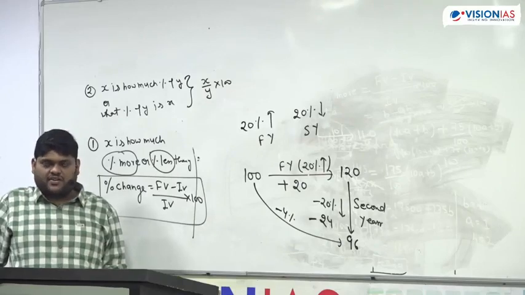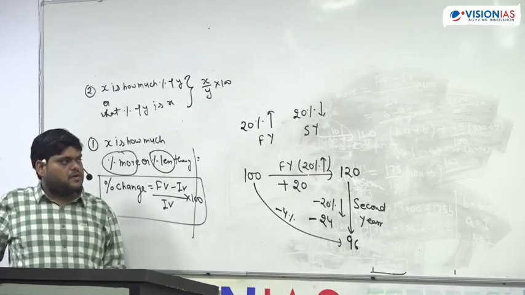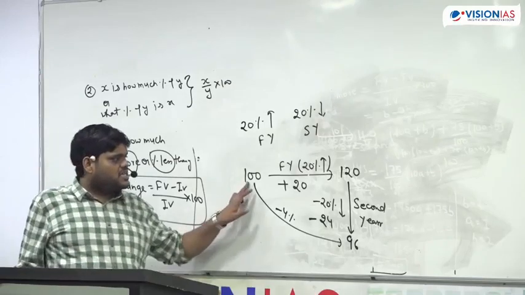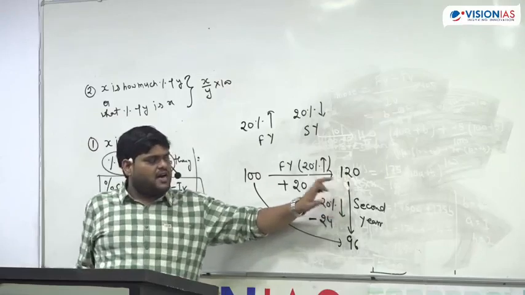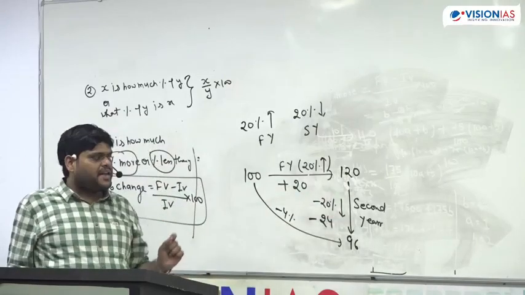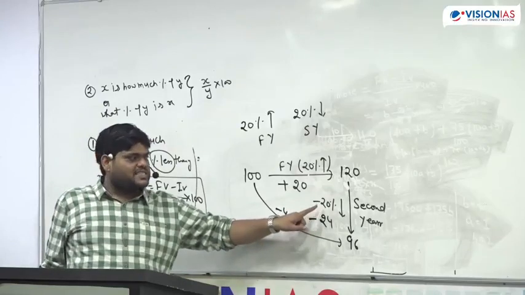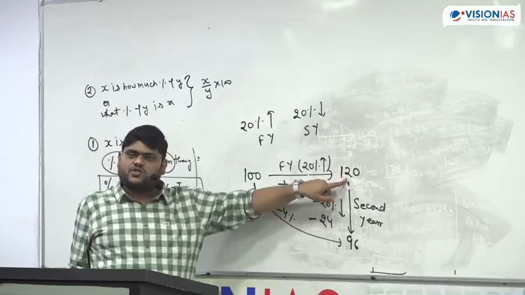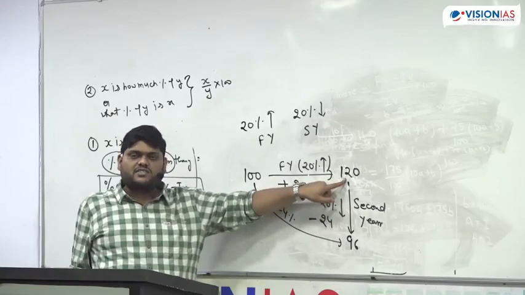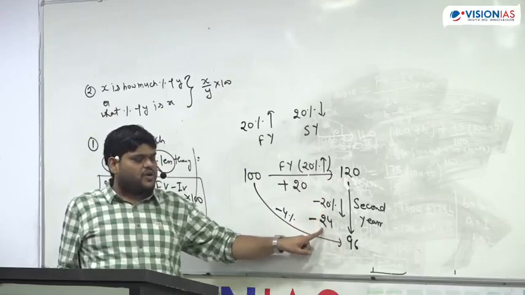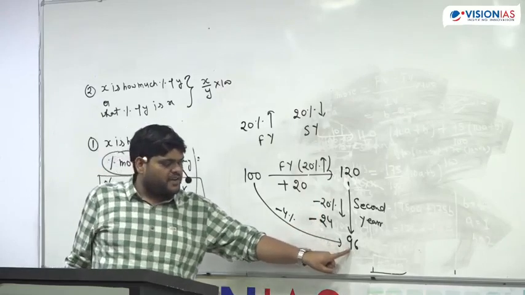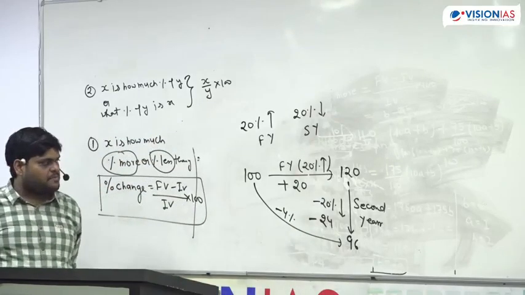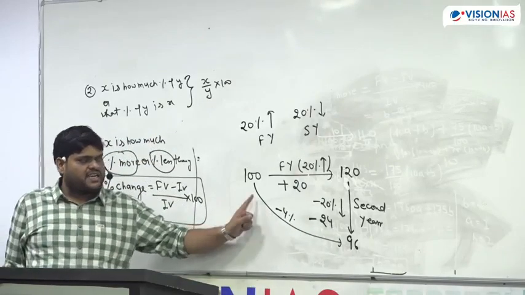Any number was 100. First increase by 20%. The number becomes 120. Now secondly, the number is decreased by 20%. That means 20% of this. So 10% of this is 12, 20% of this is 24. So if I decrease 24 out of this, the number becomes 96. That means there is a 4% decrement in this.